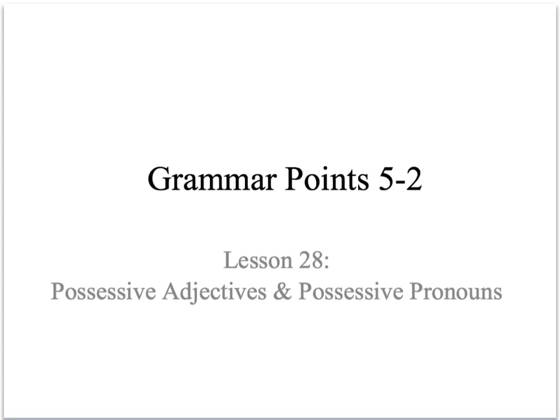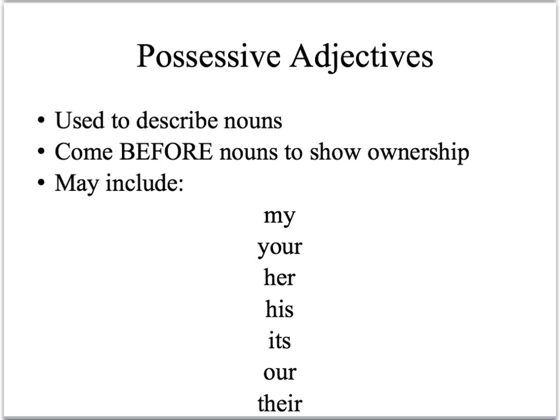This is Grammar Points 5-2, Lesson 28, Possessive Adjectives and Possessive Pronouns. Possessive adjectives are words that go before nouns, and because they're adjectives, they give more information about a noun. So in the list below, you see my, your, her, his, its, and our. They come before a noun to show who that thing belongs to or who has ownership of that thing.